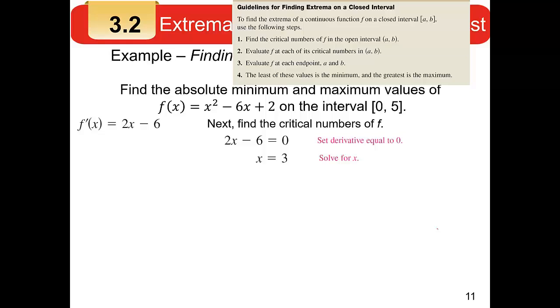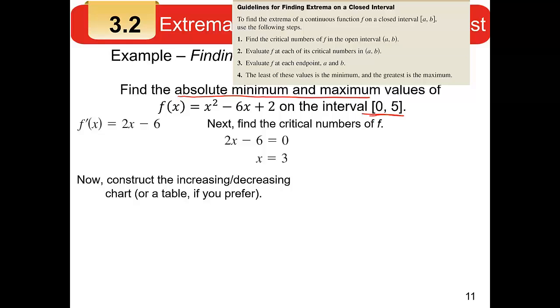If we were looking just for the relative max or mins, that's really the only thing you have to worry about. But because we're looking for absolute and we're on a closed interval, when you make your increasing decreasing chart, you have to make sure that it ends at 0 and 5. It doesn't go on forever. And then you have to check those y values at the endpoints, because one or both of them might be an extrema, in addition to what might happen at the relative value.